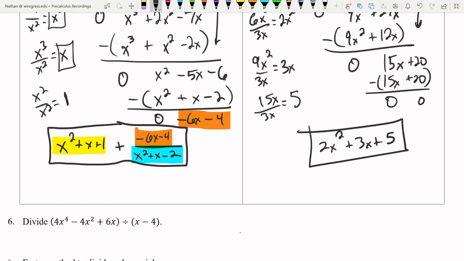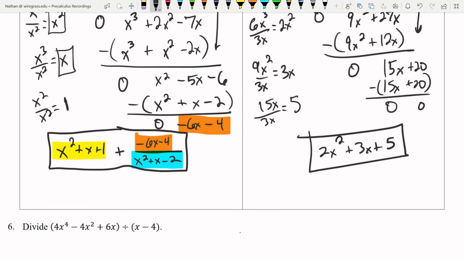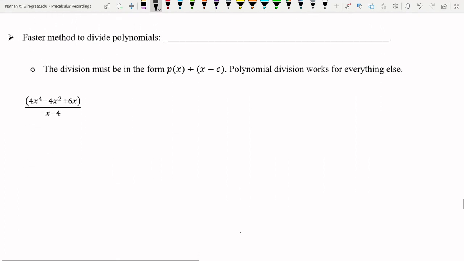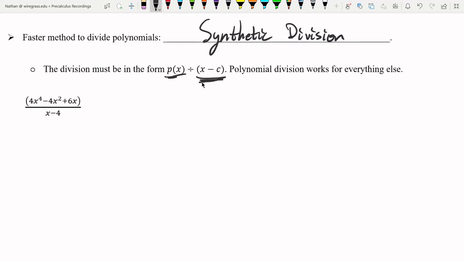Okay, give it a try in number 6. Now, there is actually a faster method to divide polynomials, and that is using what's called synthetic division. The only way synthetic division works is if you're dividing some polynomial by a linear factor x minus c. If it's not in this form, you cannot use synthetic division, so keep that in mind.